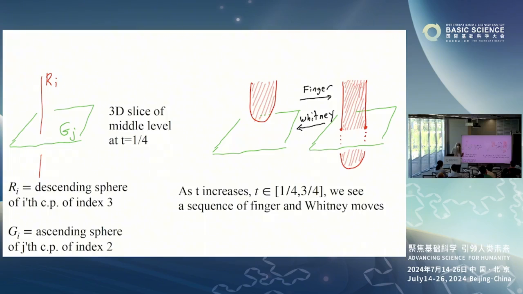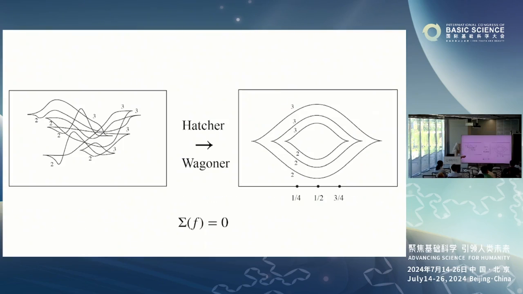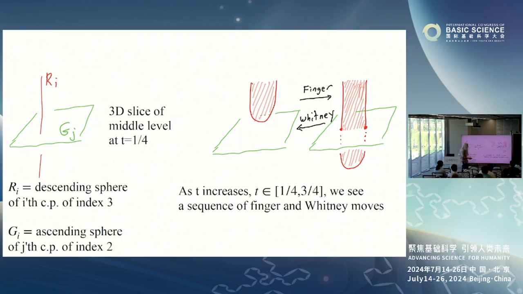Okay, now here's the interesting thing. As you shift from left to right, what happens is the gradient-like vector field is changing. And you know, we change the gradient-like vector field.